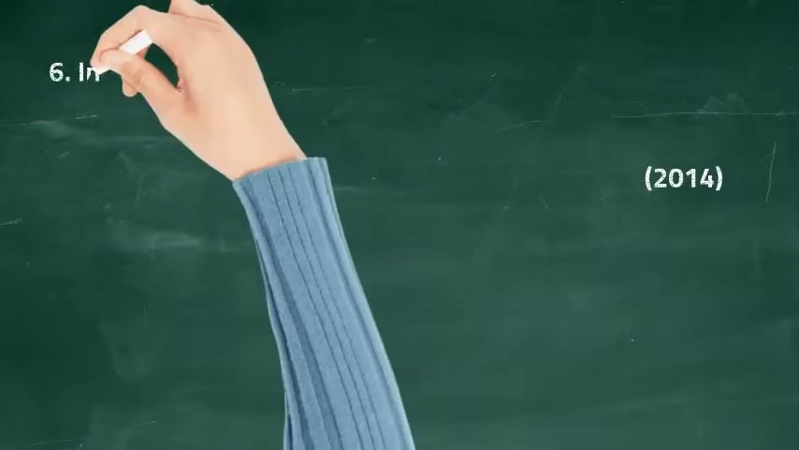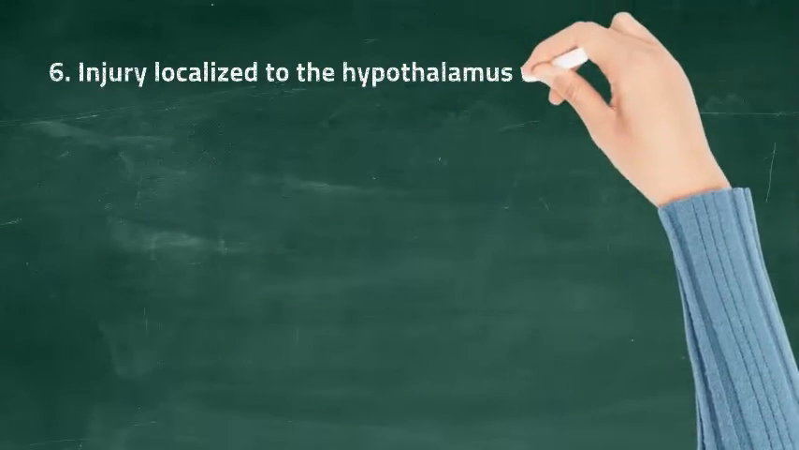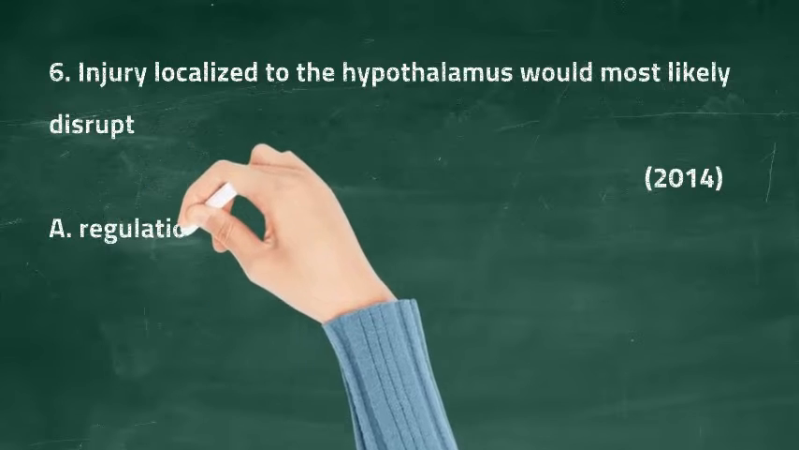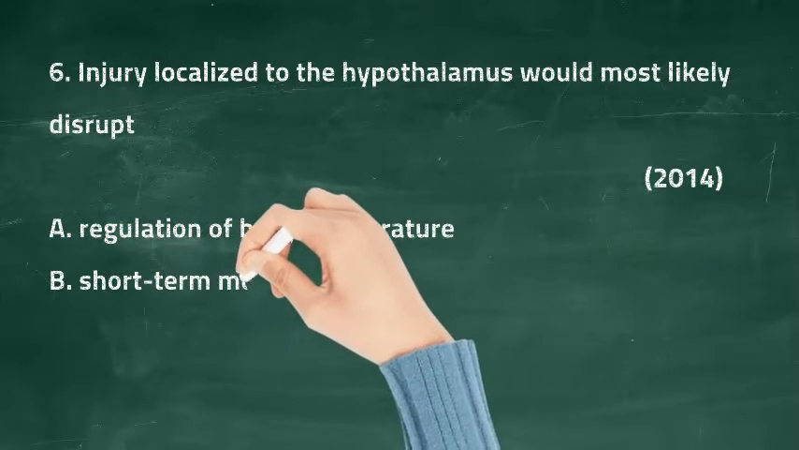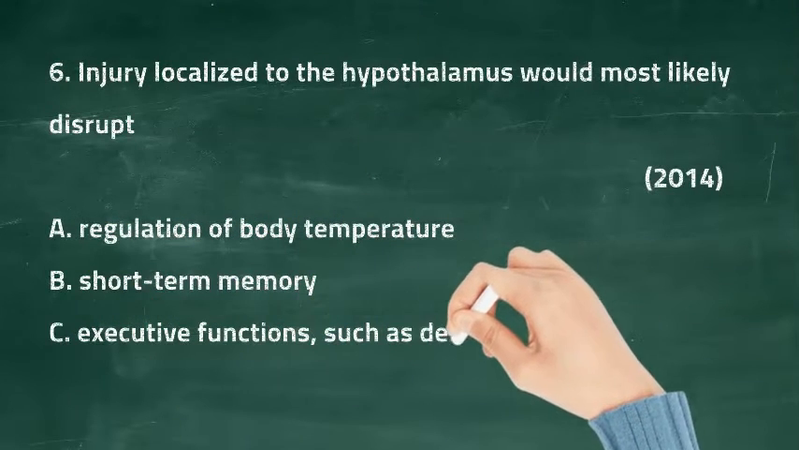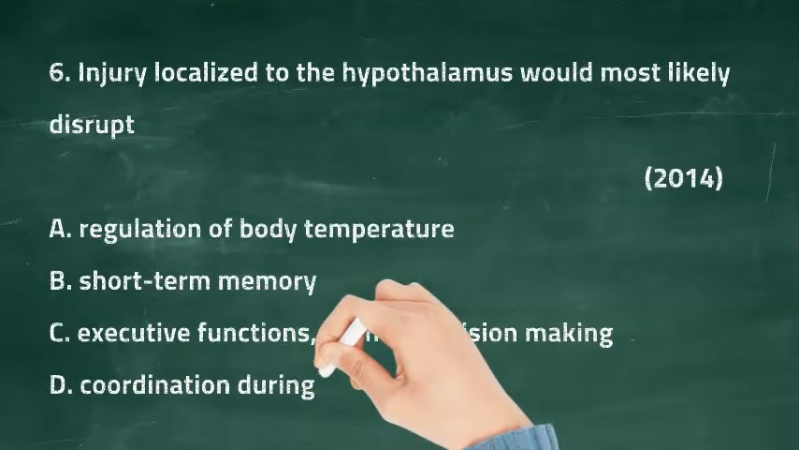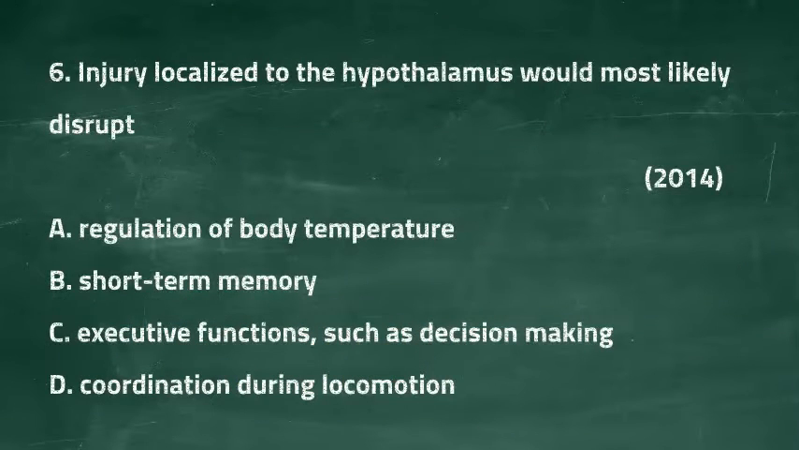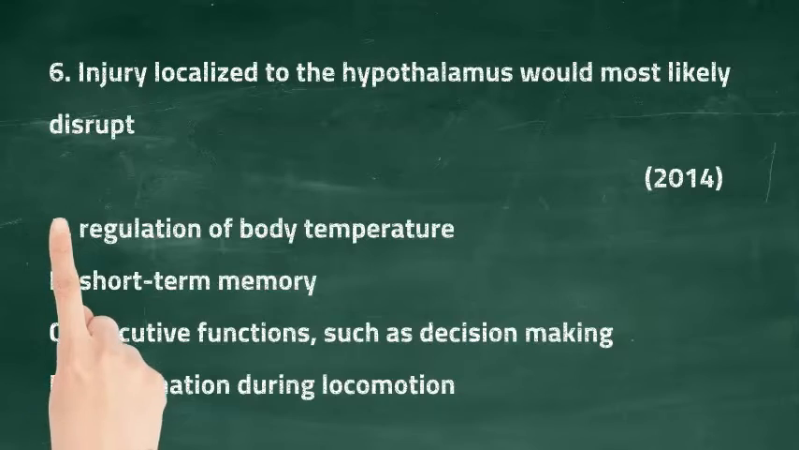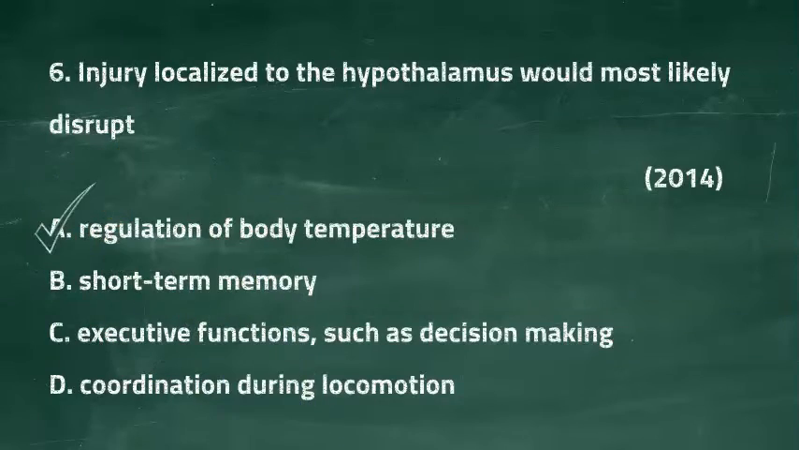Question 6. Injury localized to the hypothalamus would most likely disrupt: option A is regulation of body temperature. Option B is short-term memory. Option C is executive functions such as decision making. And option D is coordination during locomotion. So the right answer is option A, which is regulation of body temperature.